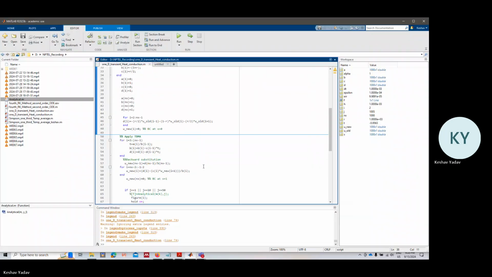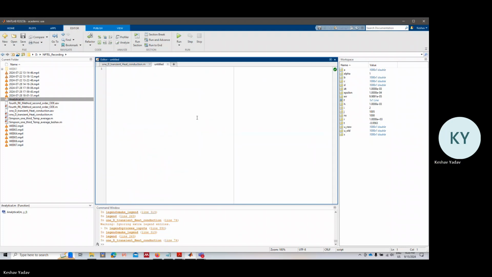Now let me share the screen from my computer. I hope you are able to see my screen. Fine. So just give me 1 second.